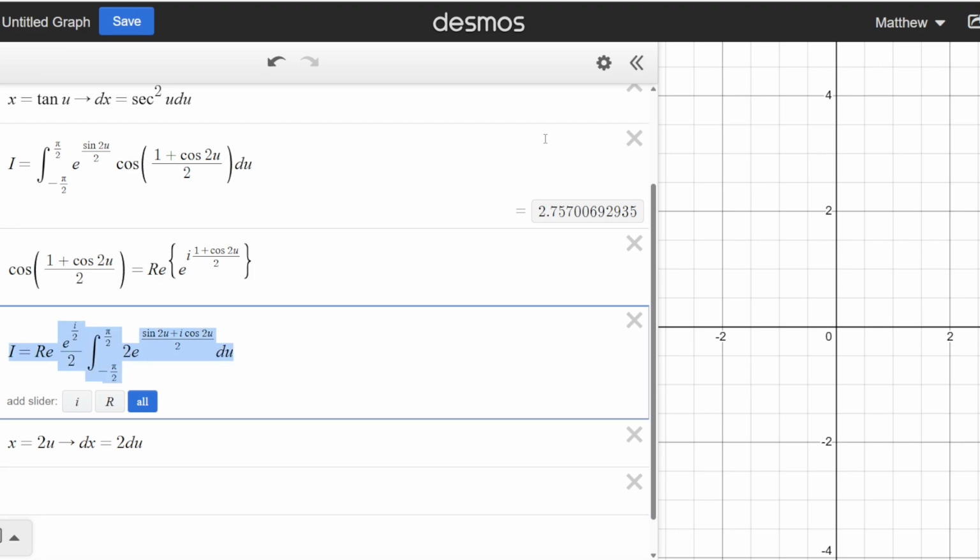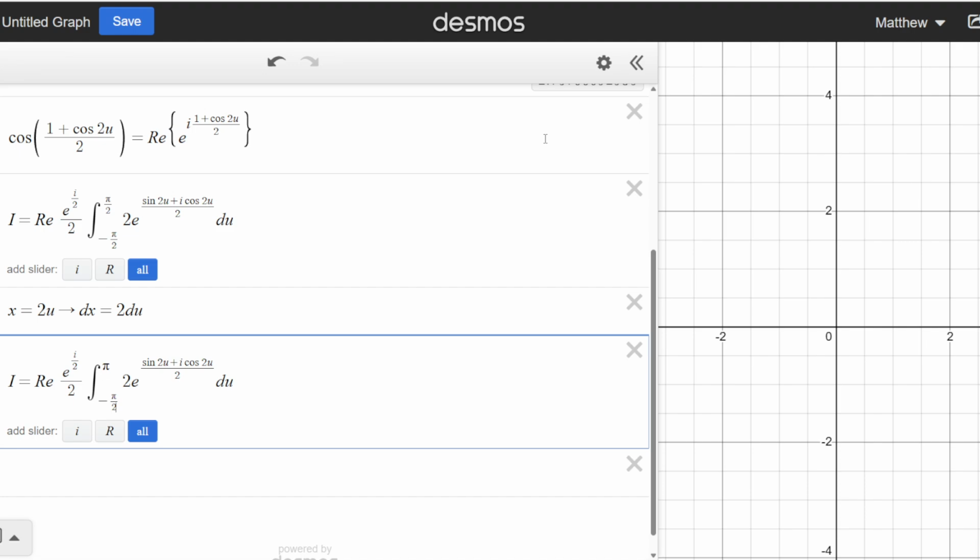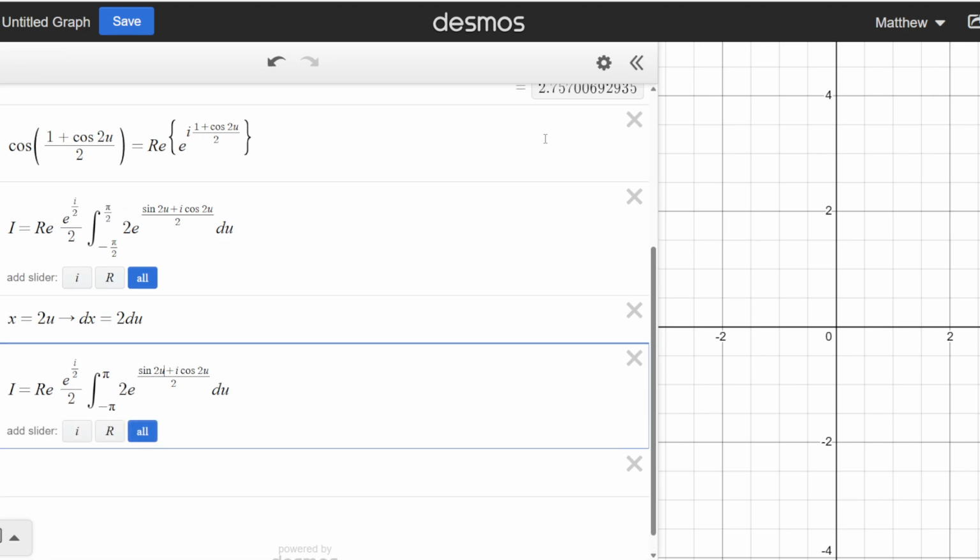All right. Let's copy our integral. Let's see. Our bounds of integration. Well, if x is 2u, then we're going to go to pi. This is going to go to negative pi. This is just going to become x. This is just going to become x. And our 2 du just becomes dx. All right. Great. So, we're getting somewhere.